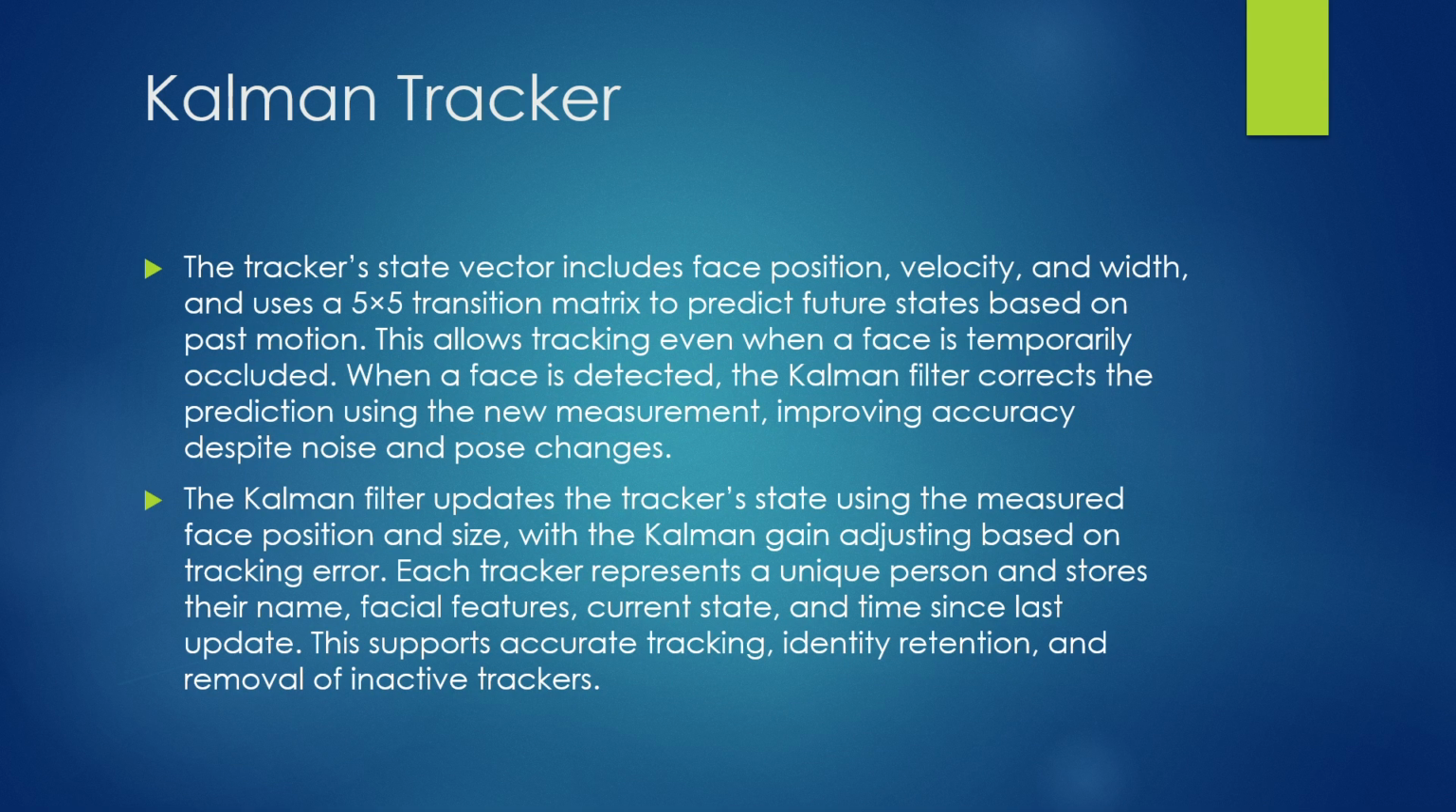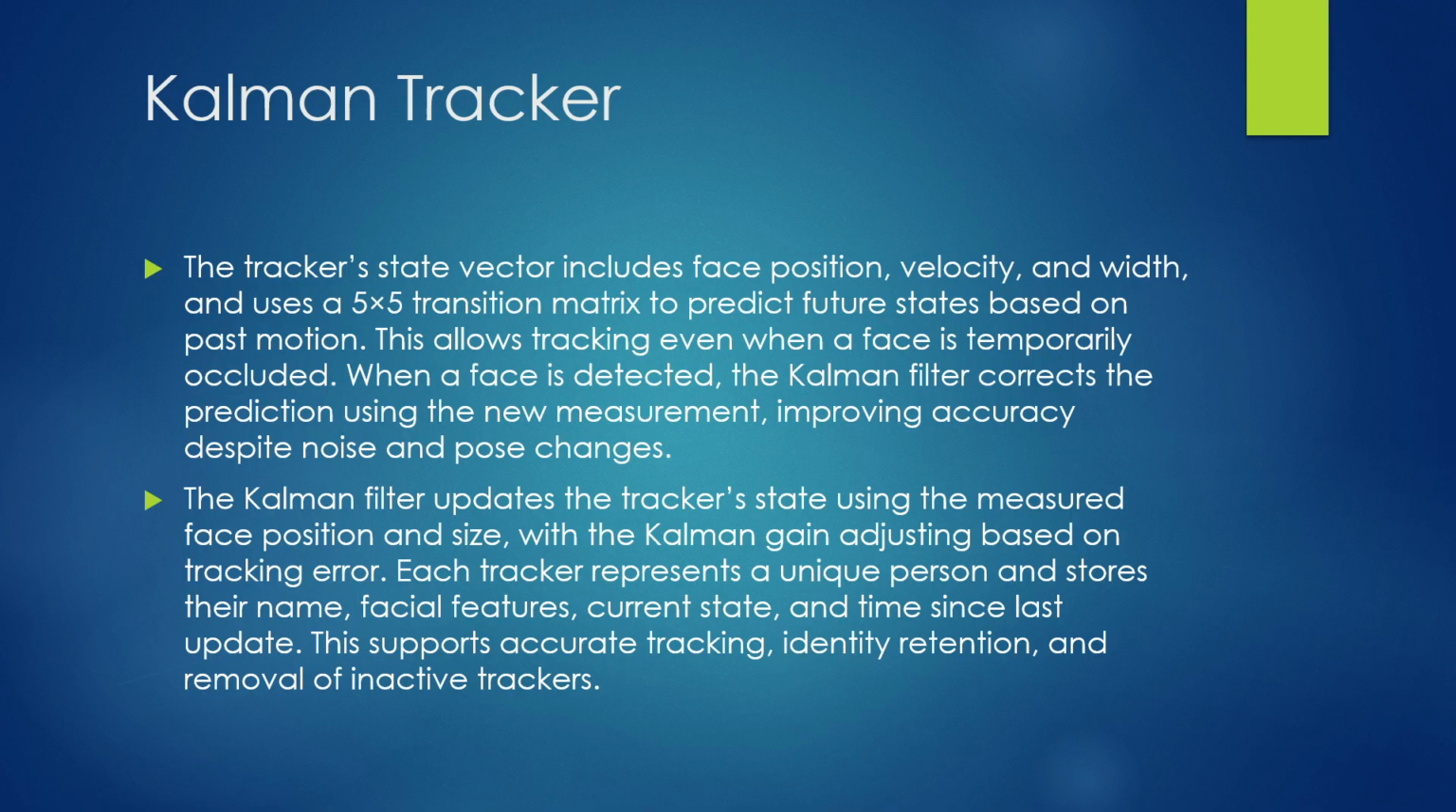The tracker state vector includes face position, velocity, and width, and uses an affine transition matrix to predict future states. Here you might be asking where this affine transition matrix came from.